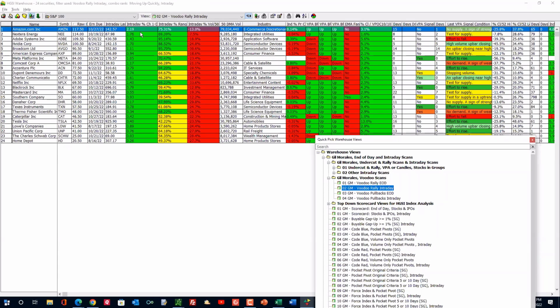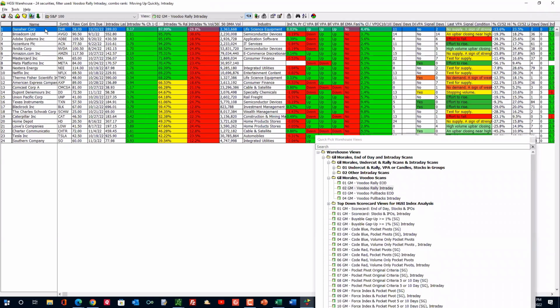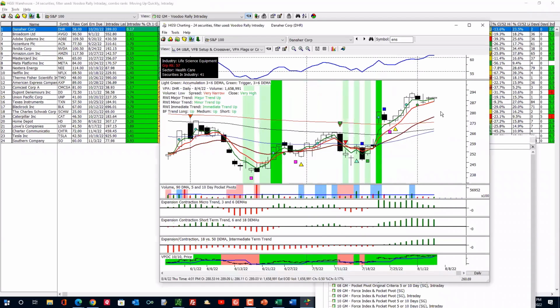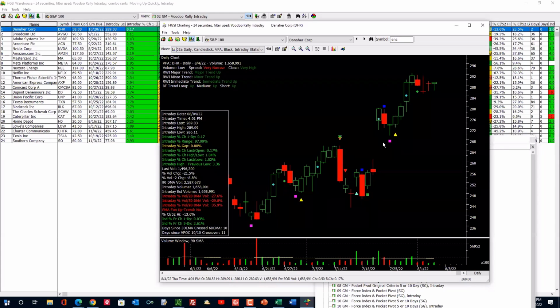So Amazon's on top. Let's look at Nextera. Well, let's look at one where the intraday range is close to 100%. So it's going up, but if you look down here, the volume is below average. I'm going to drop down to one of my charts here, which really shows it clearly. Look at the volume here compared to the 20, 50, and 90-day. So this is a voodoo because it's up and the volume's down.